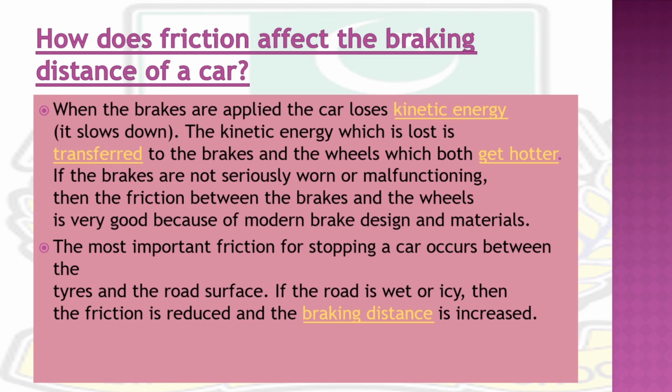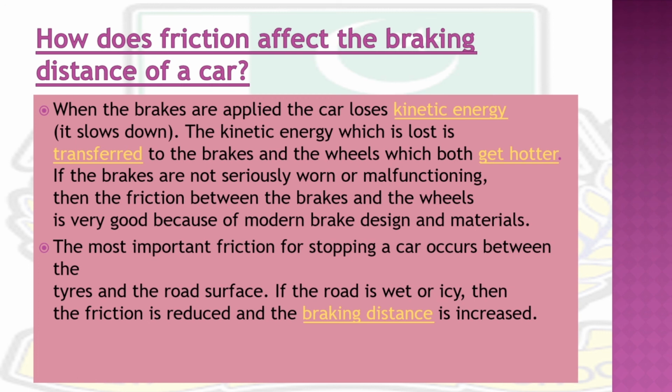Now we have to see how friction affects the braking distance of a car. When the brakes are applied, the car loses kinetic energy. It means you can say that it slows down. The kinetic energy which is lost is actually transferred to the brakes and the wheels, which both get hotter. If the brakes are not seriously worn or malfunctioning, then the friction between the brakes and the wheels is very good because of modern brake design and materials.